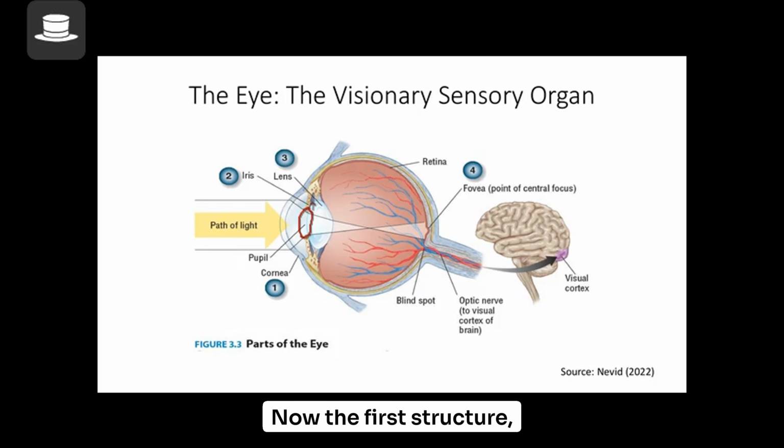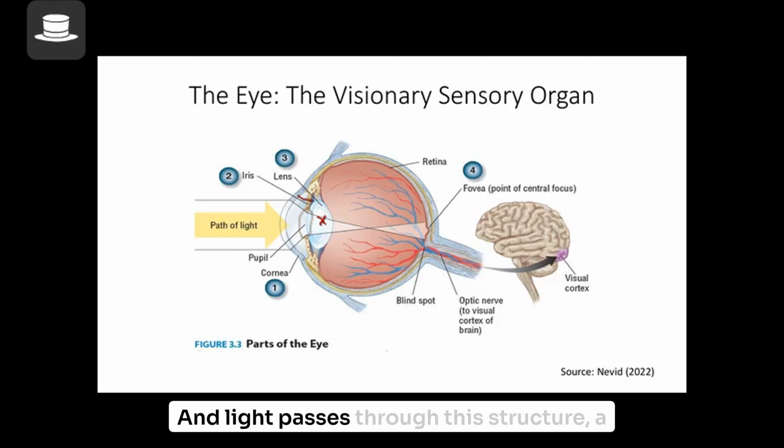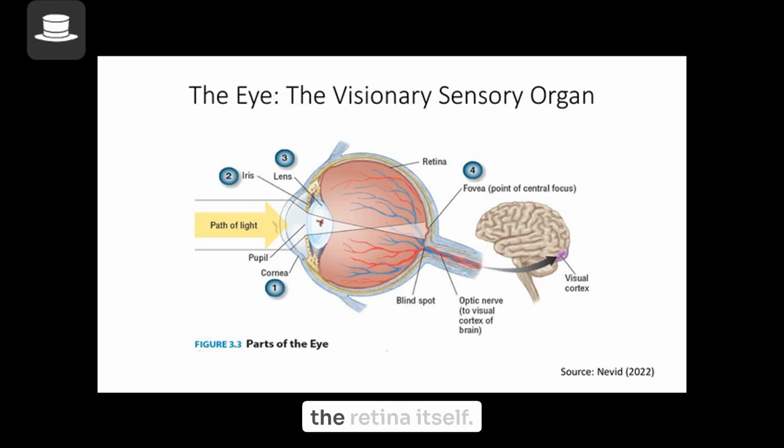Now, the first structure that's behind this iris is the lens. Light passes through a protective layer called the cornea, then goes through this opening and passes through the lens. Because of this, the light gets refracted onto the inner layer of the eyeball, which is called the retina. So again, the cornea, the opening left by the iris is the pupil, and right behind is the actual lens, and the light that gets refracted by this goes and forms an image on the retina itself.